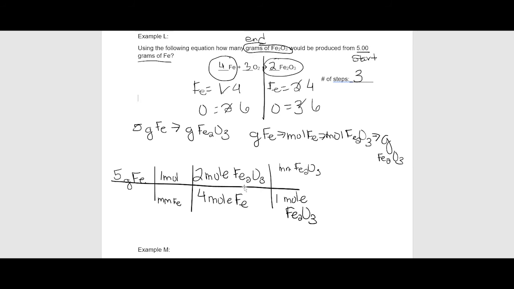Now I'm going to go back and find my molar masses and plug them in. I'm not going to show that right now, but you can always go through our older videos and figure out how to find molar mass. That's a 4, if you can't tell.